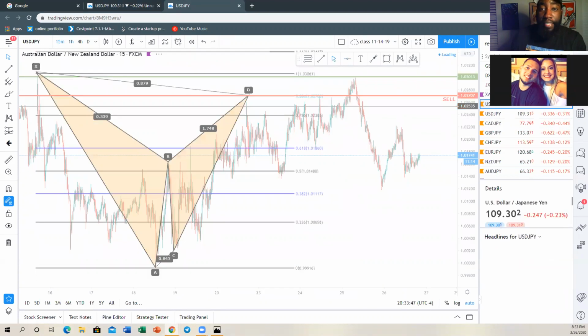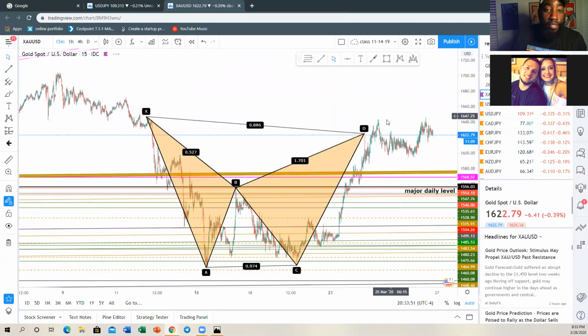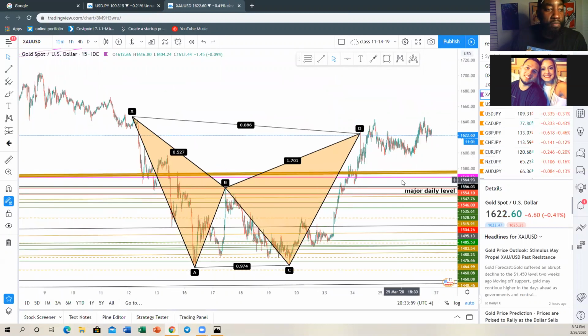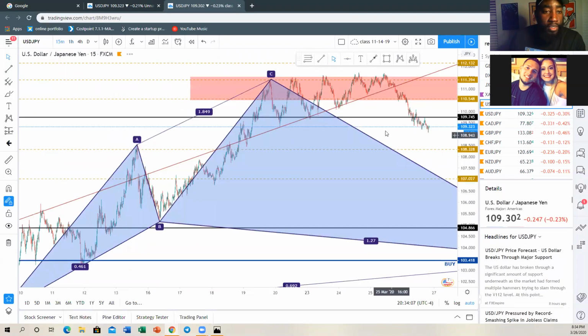Pretty nice, pretty nice. We have gold. Gold is still a legit entry right now, it's still in the entry zone. But if you don't trade gold, don't chase this one. Let it do what it's going to do, because price might come back down to this major line right here and then head up. But I haven't analyzed gold a whole lot this week, so no stress.